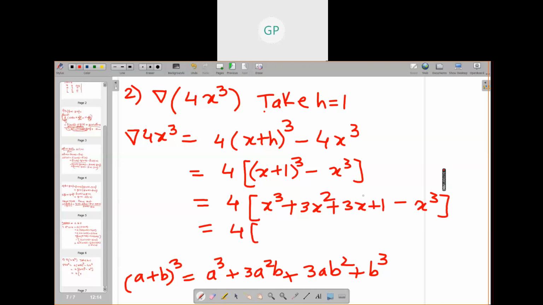The final answer, this x cube will get cancelled and it is this much. Okay. So this is how one can find out del. You can find out del square, del cube and so on. Copy it now as usual, all of you.